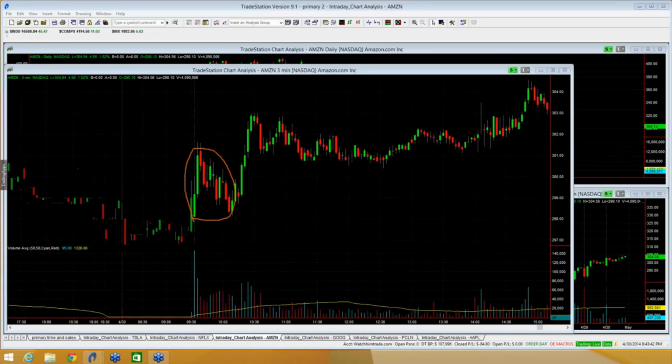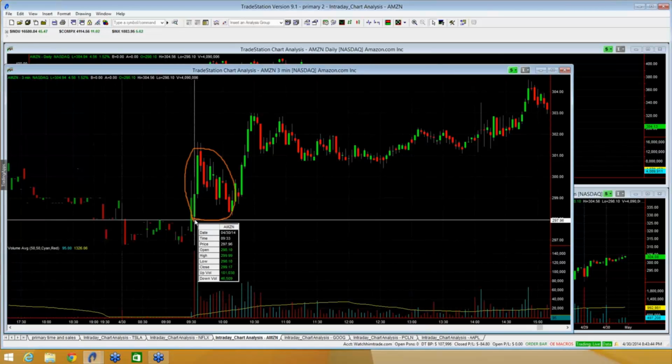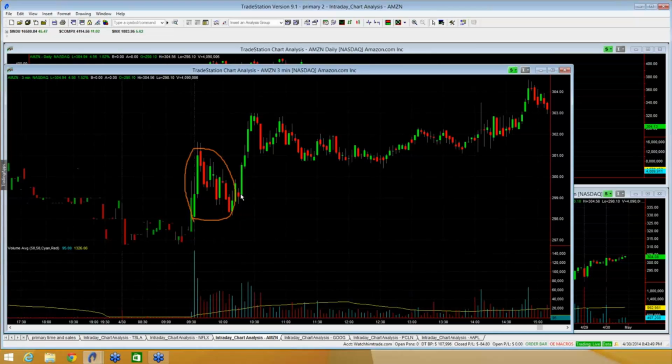Right off the bat, Amazon trades from 298 on the low to 301 or so. So about a 3 to 4 point range in the first 5 minutes, 10 minutes, 30 minutes of the day.